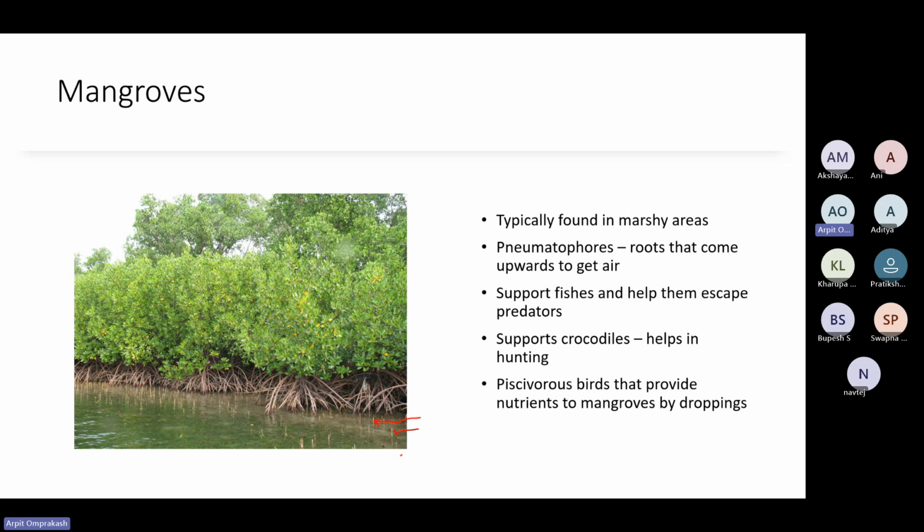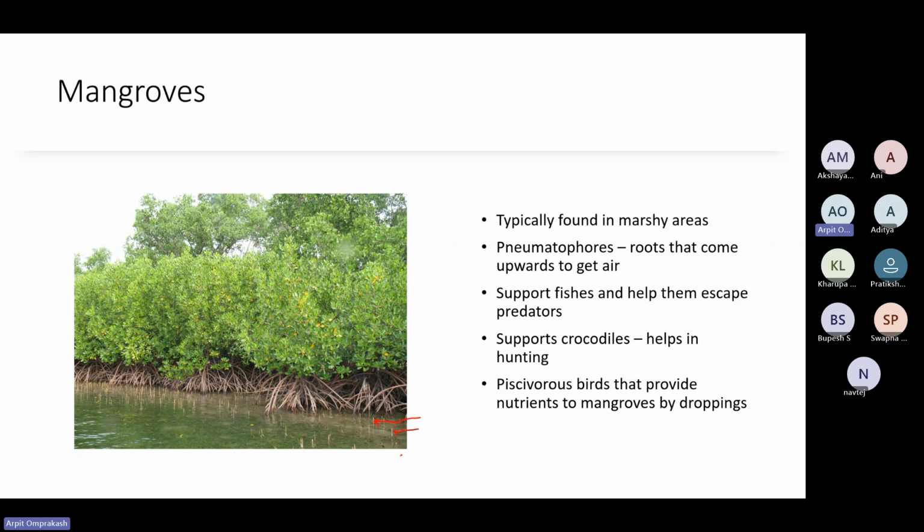And because of this structure of their roots, they have a lot of small holes and areas where fishes can hide and escape predators. So it supports a large variety of fishes, which take shelter here. Because of the presence of fishes, it supports larger fishes and piscivorous birds. It also supports crocodiles, because crocodiles find it easy to trap their prey inside these roots and then tear the body apart or easily break them and eat.